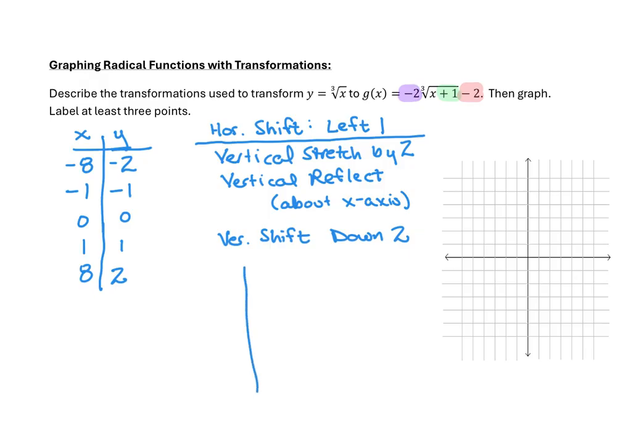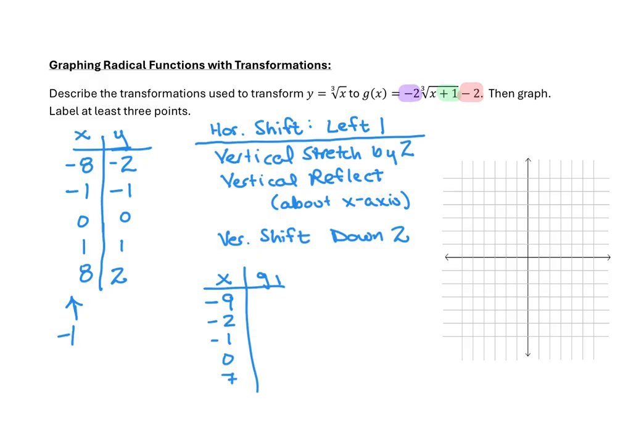When we look at our x's, we want to do all of our horizontal stuff. And so for left 1, we're going to subtract 1 from all of our x's. So we get -9, -2, -1, 0, and 7. So we are subtracting 1 from our x's.